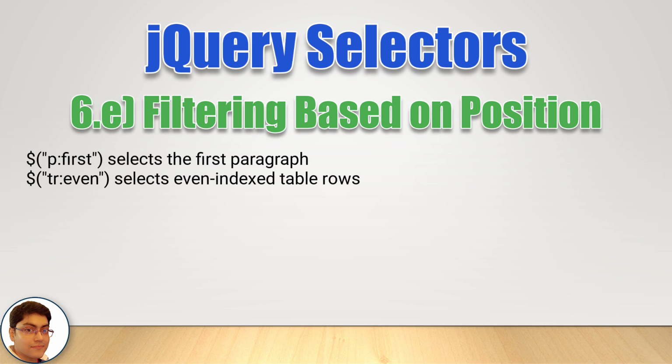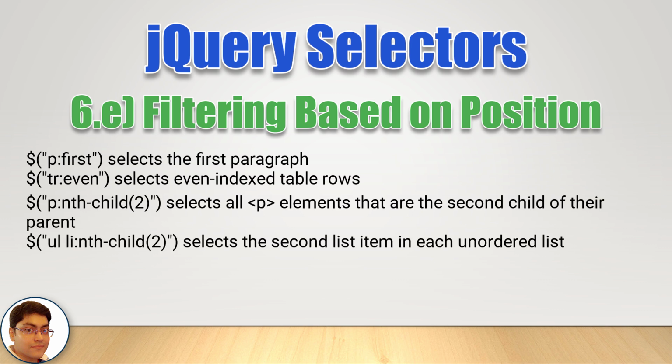The CSS :nth-child pseudo class allows you to select elements based on their index within the parent. For example, $("p:nth-child(2)") selects all p elements that are the second child of their parent element. $("ul li:nth-child(2)") selects the second list item in each unordered list.